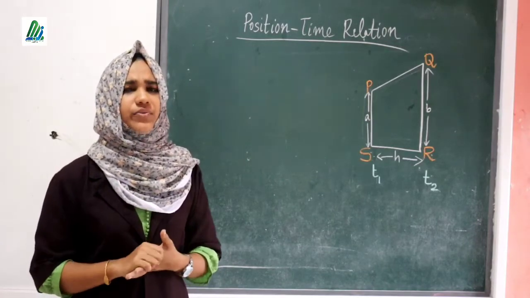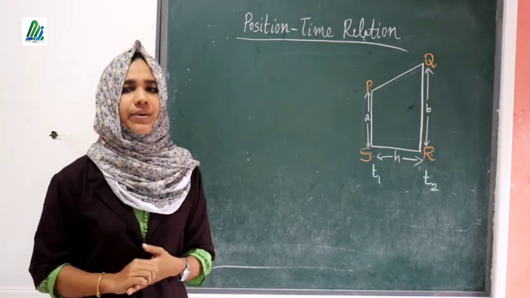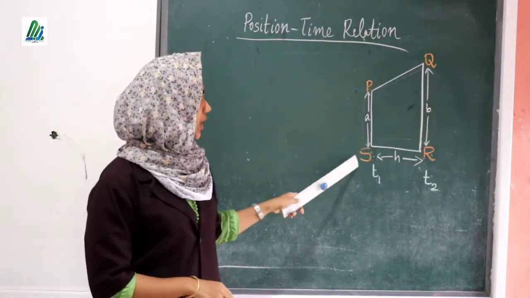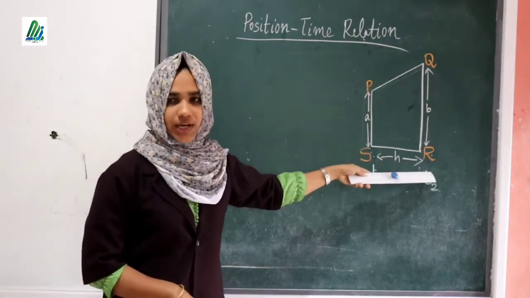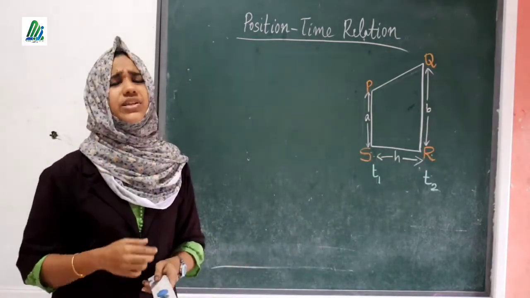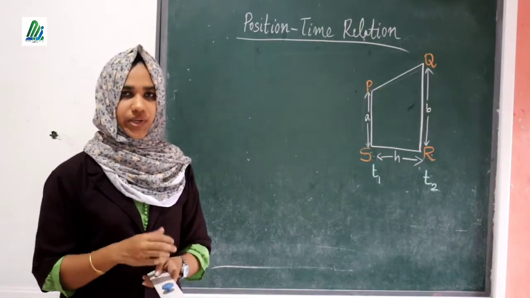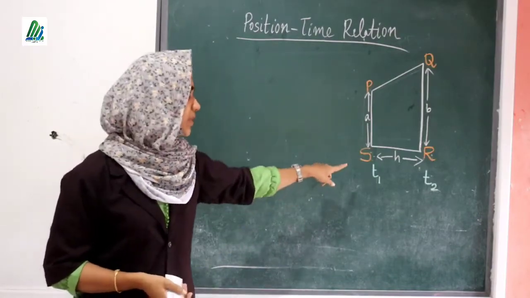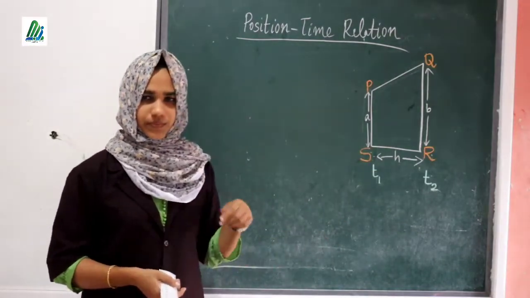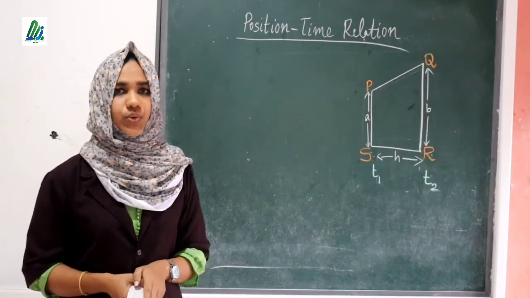Then how can we find the displacement from it? To find the displacement from S to R, it is enough to find the area of the quadrilateral PQRS.